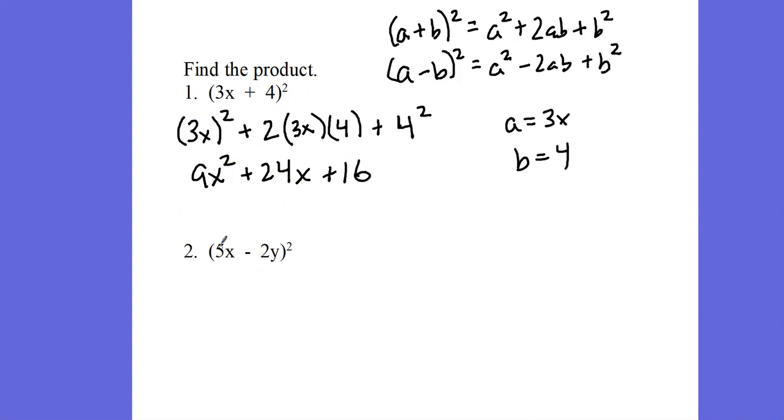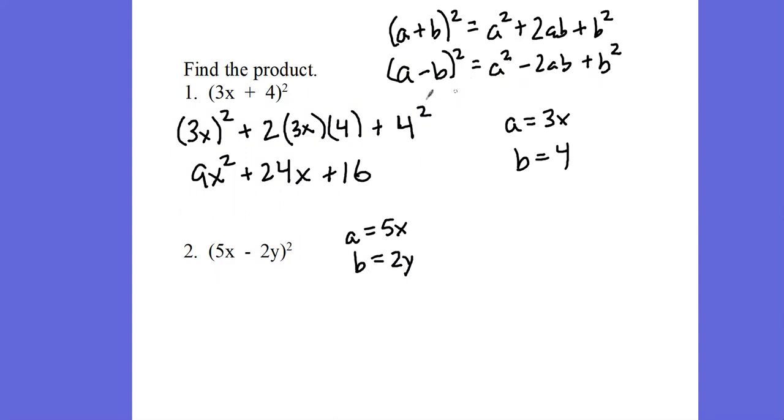Another example, we have the quantity of 5x minus 2y squared. In this problem, my a value is 5x and my b value. Be careful with this. Notice that the minus sign is built into this formula here. It's a minus the b squared is equal to this stuff. So minus the b squared, the b quantity squared. The b value is 2y here. So we don't need to include this negative when we're using this formula.